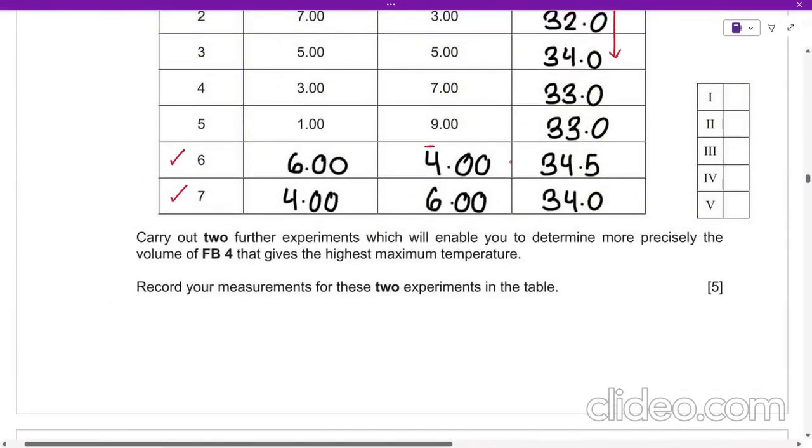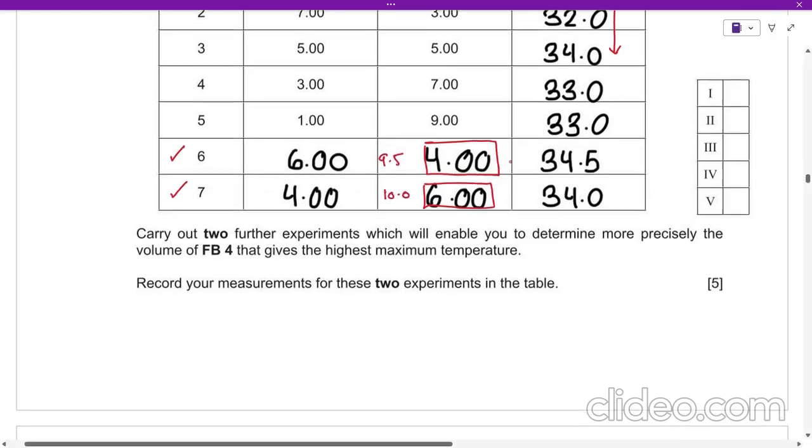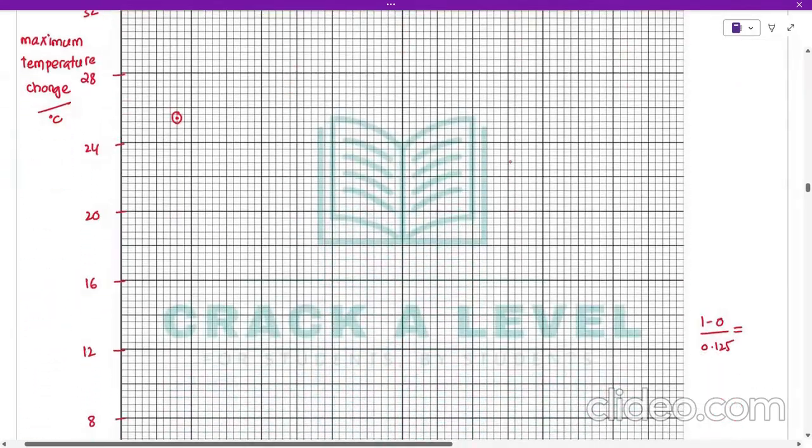These values are actually not correct. This will form a very irregular type of trend. So we can just amend it to 9.5 and 10.0. So 9.5 and 10.0.